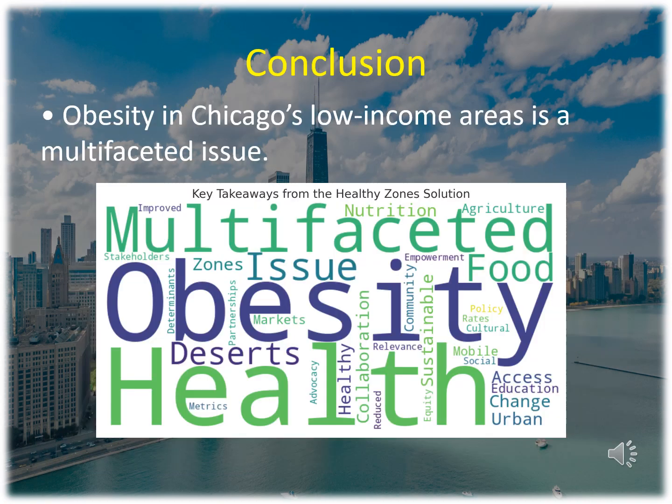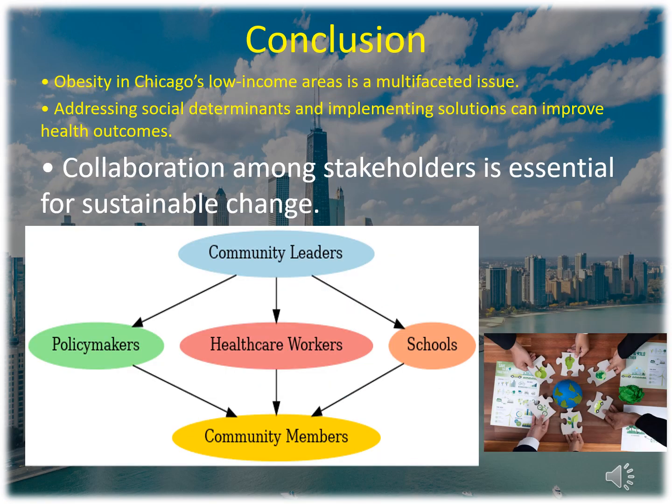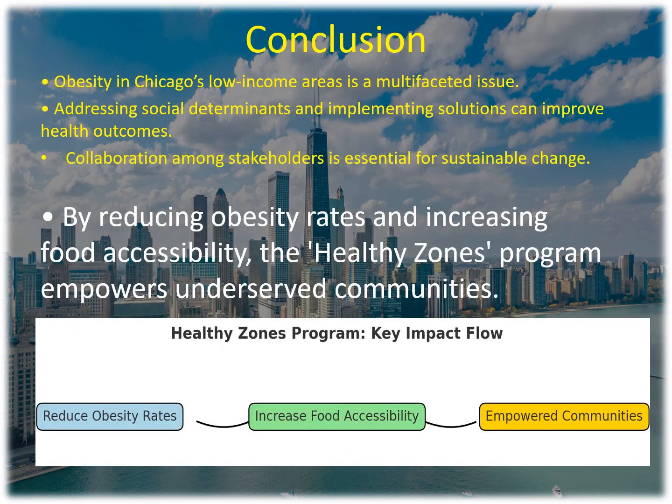To conclude, obesity in Chicago's low-income areas is a multifaceted issue. Not one single factor contributes to it. If we address the social determinants and implement solutions, we can improve health outcomes. Collaboration among stakeholders is essential for sustainable change. Teamwork. And, by reducing obesity rates and increasing food accessibility, the Healthy Zones program empowers underserved communities.